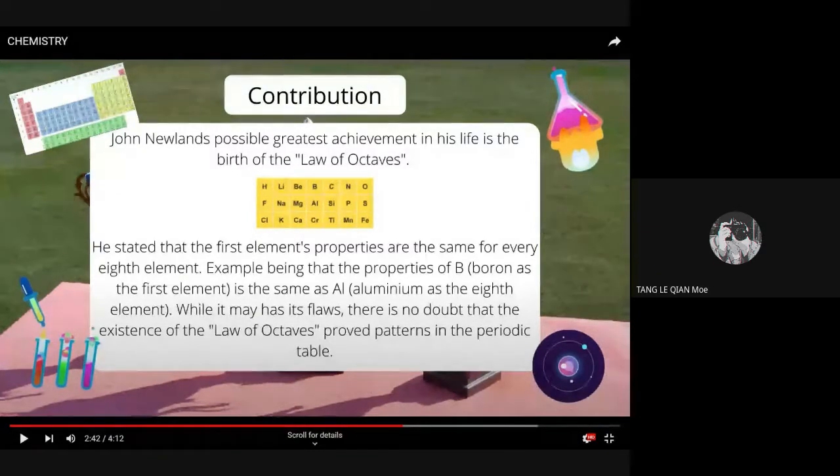Contribution. John Newlands' possibly greatest achievement in his life is the birth of the law of octaves. He stated that the first element's properties are the same for every eighth element. Example being that the properties of B, boron, as the first element, is the same as Al, aluminium, as the eighth element. While it may have its flaws, there's no doubt that the existence of the law of octaves proves patterns in the periodic table.